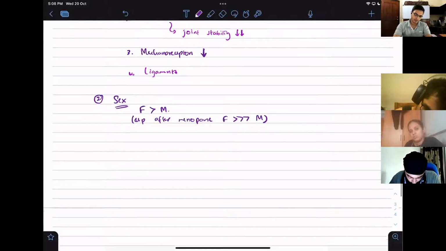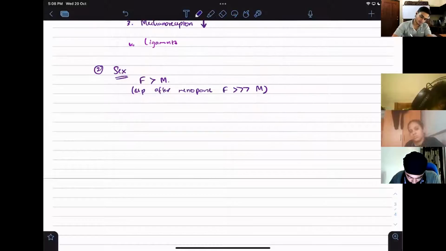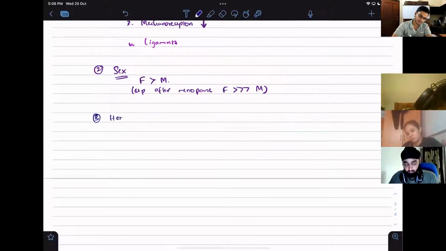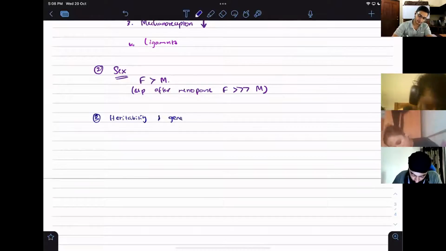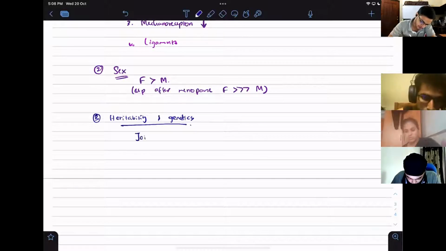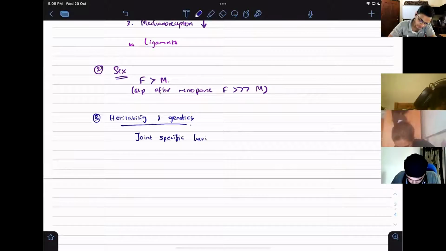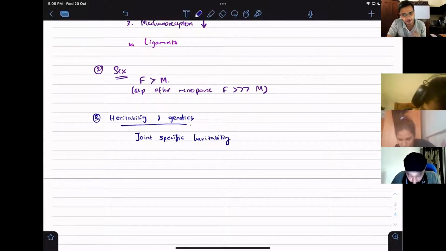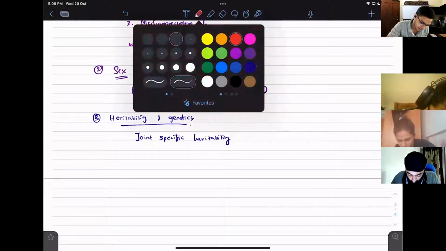Then, third one, heritability and genetics. This one is very important and very interesting. Look at this. With heritability and genetics, we say there is a joint specific heritability. What do we mean by that? What do I mean by that?